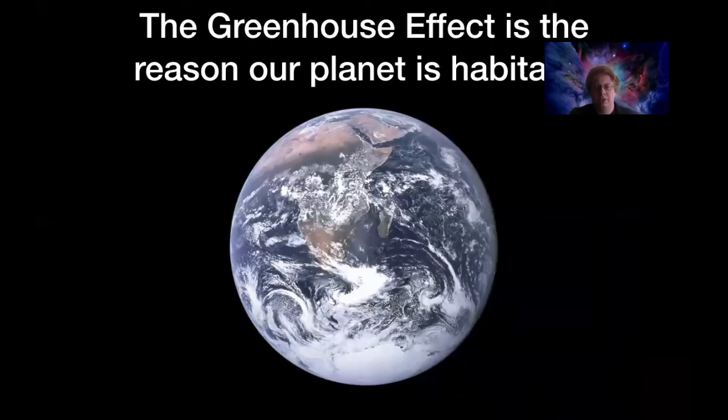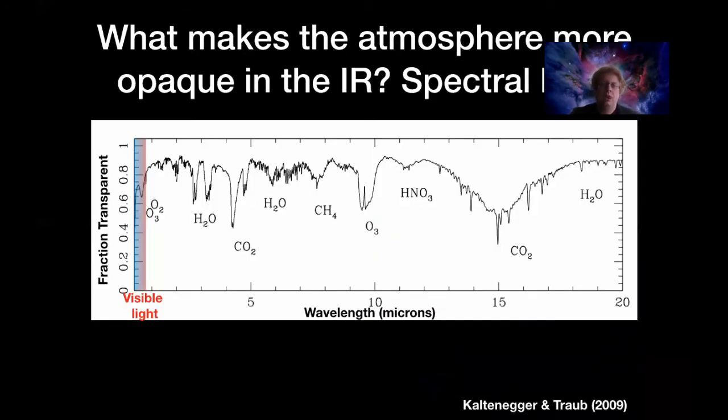The greenhouse effect is a good thing. This is why our planet is habitable. If the greenhouse effect weren't there, we'd all be very cold and our Earth would probably be in a snowball state, just covered with ice all over the place. But there can be too much of a good thing.